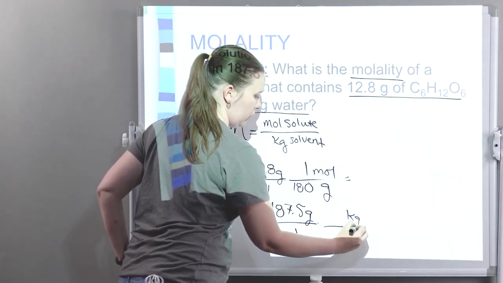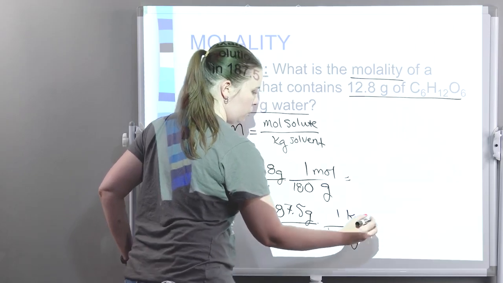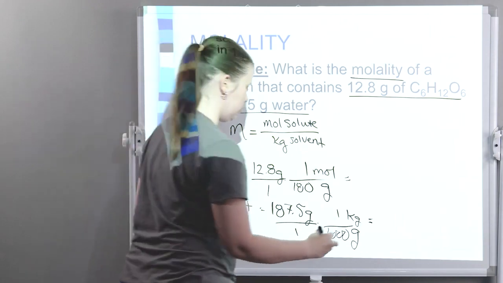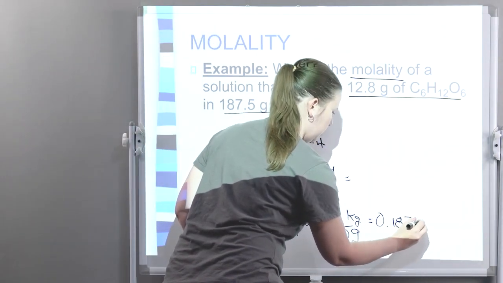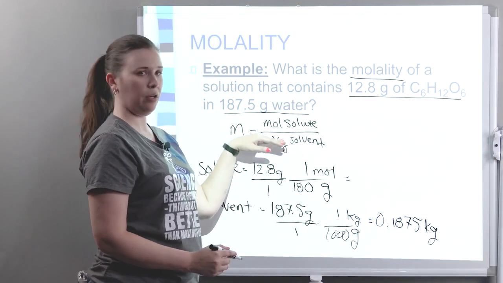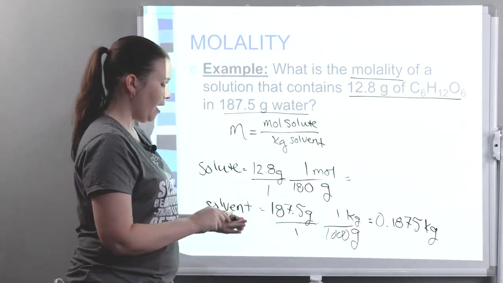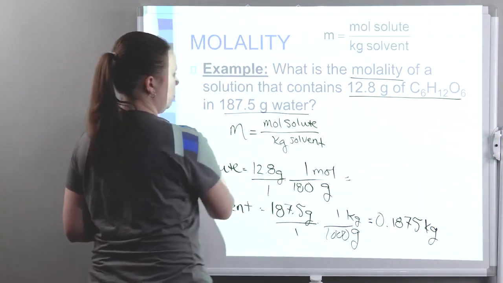Gram on the bottom, kilogram on top, and 1 kilogram is equal to 1,000 grams, or you may know the trick where you're moving the decimal place back 3 places. So this is going to be 0.1875 kilograms, which I can then plug in on the bottom. So we get our moles on top and the kilograms on bottom, and then we'll be able to solve for molality. So let's go ahead and see what our math works out to.